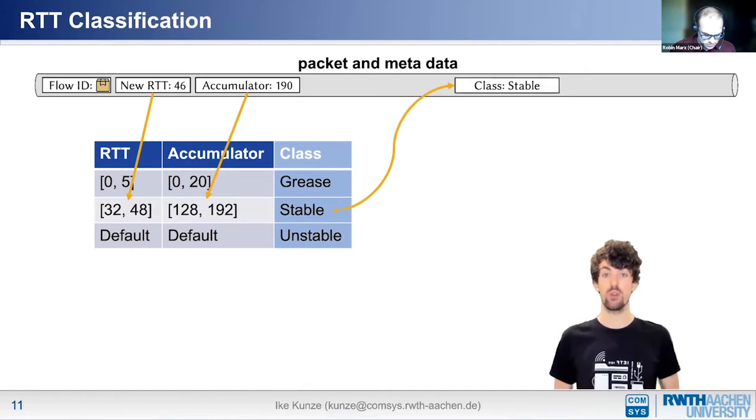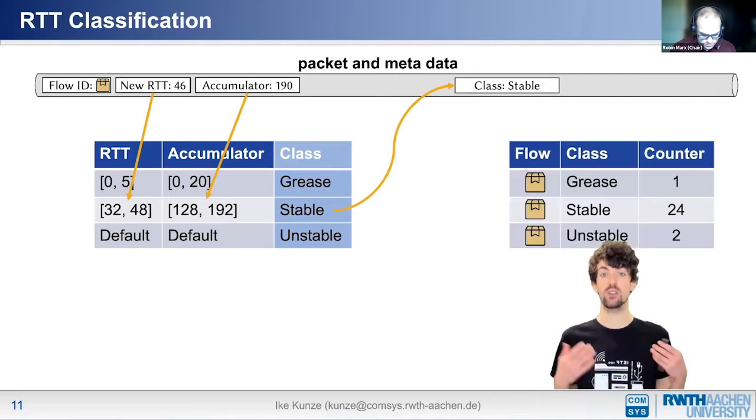In a subsequent step, we then use that class identifier as well as the flow identifier to actually increment a specific register that counts how many of the readings for a particular flow have been in the different categories.